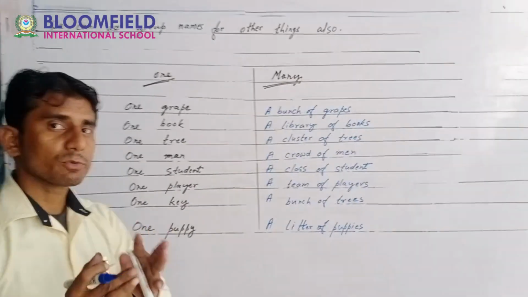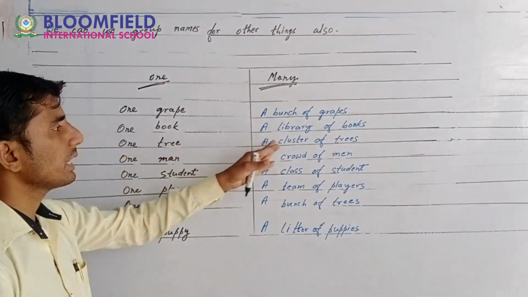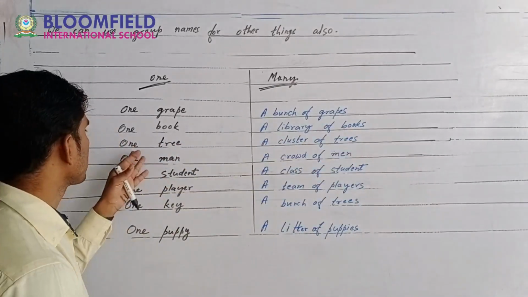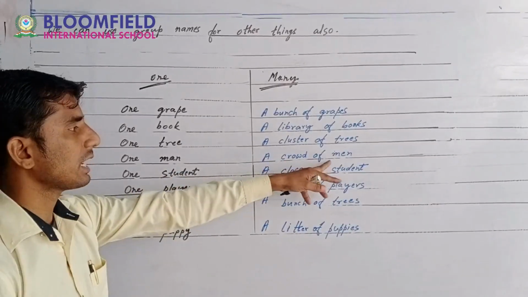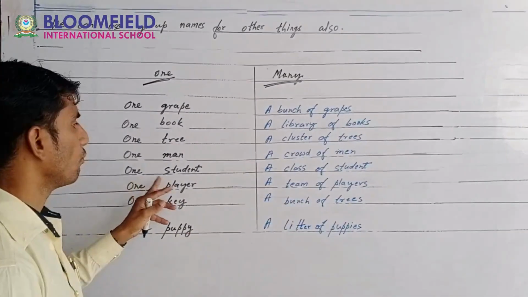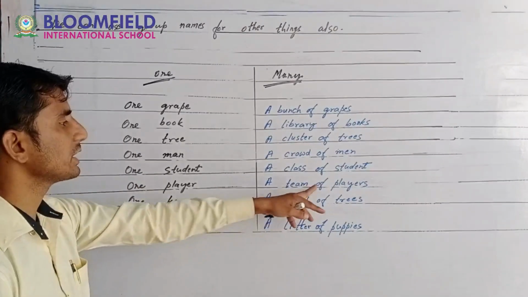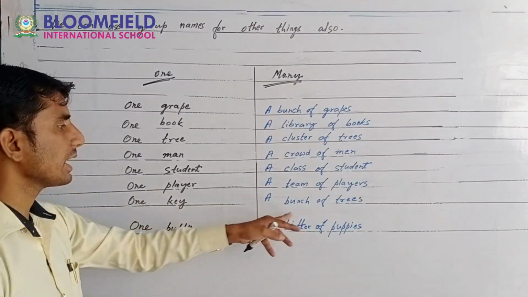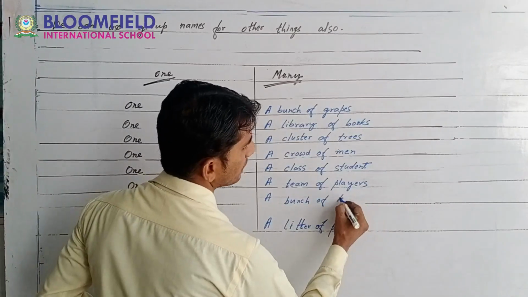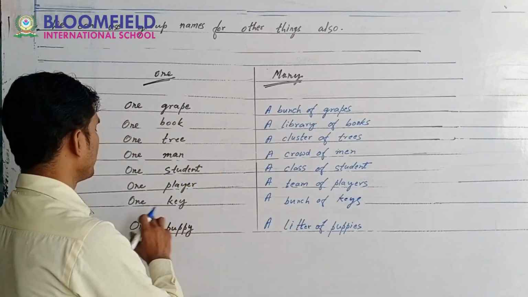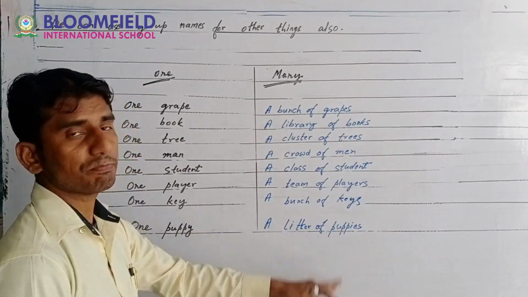Once again I am going through this. One grape, a bunch of grapes. One book, a library of books. Next is one tree, a cluster of trees. One man, a crowd of men. Next is one student, a class of students. One player, a team of players. One key, a bunch of keys. Next is one puppy, a litter of puppies.